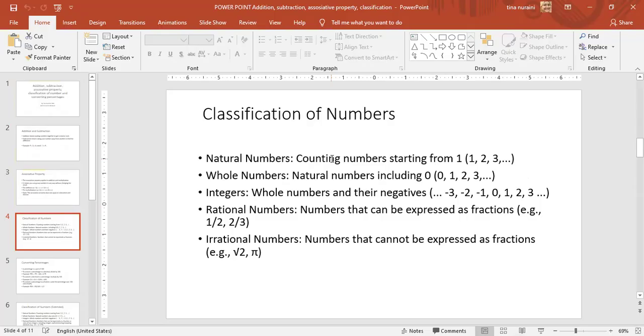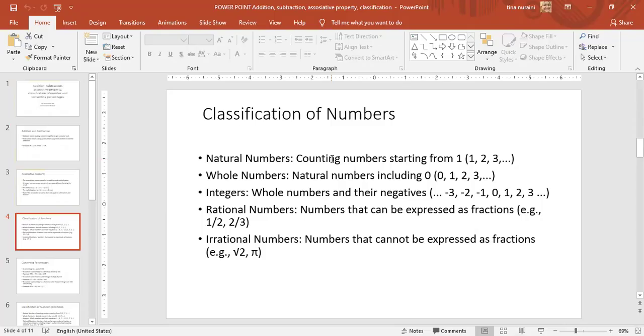Okay. Next, classification of number. The first one is natural numbers. These are counting numbers starting from one, and then 2 and 3. Then the whole numbers are natural numbers including 0. So we use in life 0, 1, 2, 3. Then integers. If your whole numbers include negatives, for example, minus 3, minus 2, minus 1.